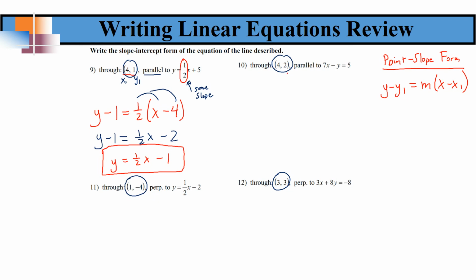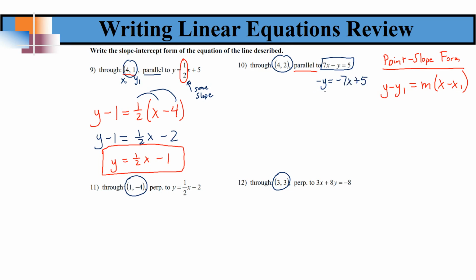All right, let's try the next one. What's interesting about the next one, though, we're still looking at something parallel, but our original equation is not in slope-intercept form, so I don't know what the slope of this line is just by looking at that. So before we begin, we need to convert our given equation into slope-intercept form. So let's do that. Well, first let's subtract 7x from both sides. We'll have -y equals -7x plus 5.